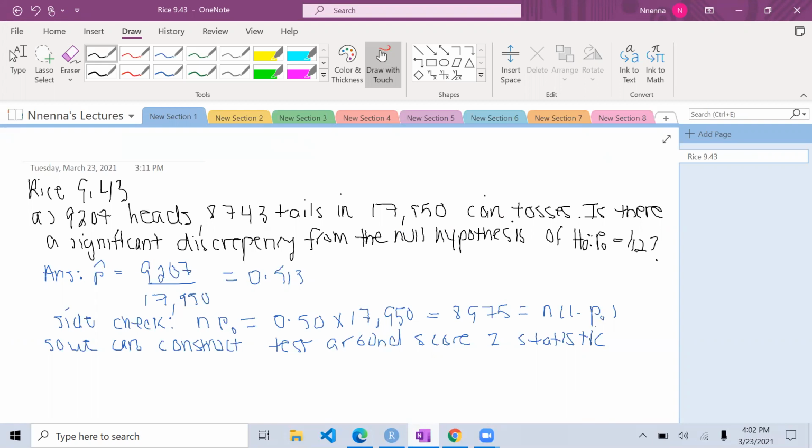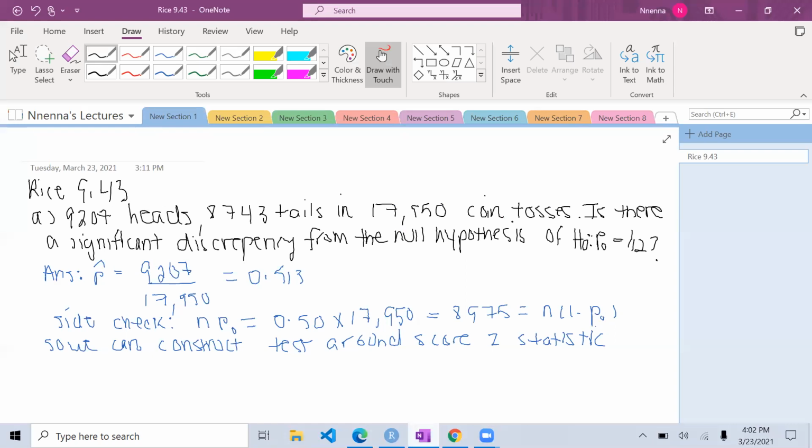So you'd be surprised at the finding here, because it seems like your estimate, the number of heads, in this case 9,207, shouldn't be that far from 17,950. Sorry, it seems like this estimate of 9,207 divided by 17,950, which yields 0.51, shouldn't be that different from 0.5, but actually you may see that you reject the null hypothesis.